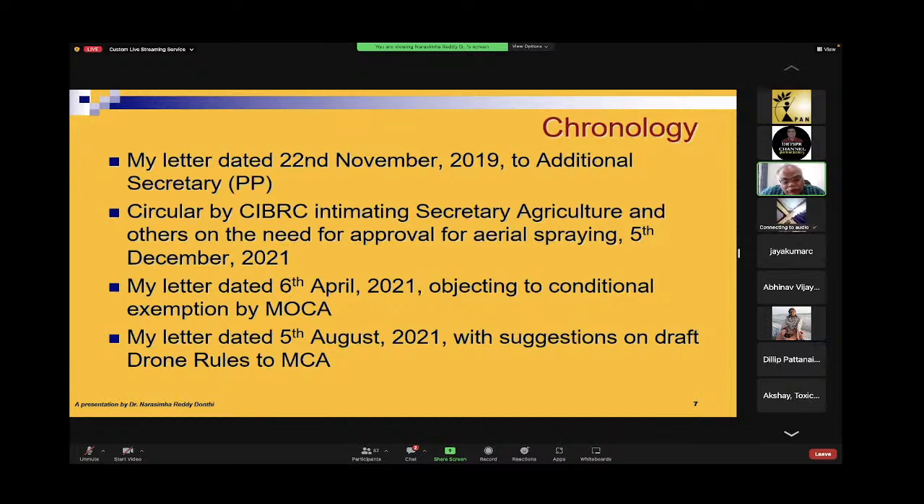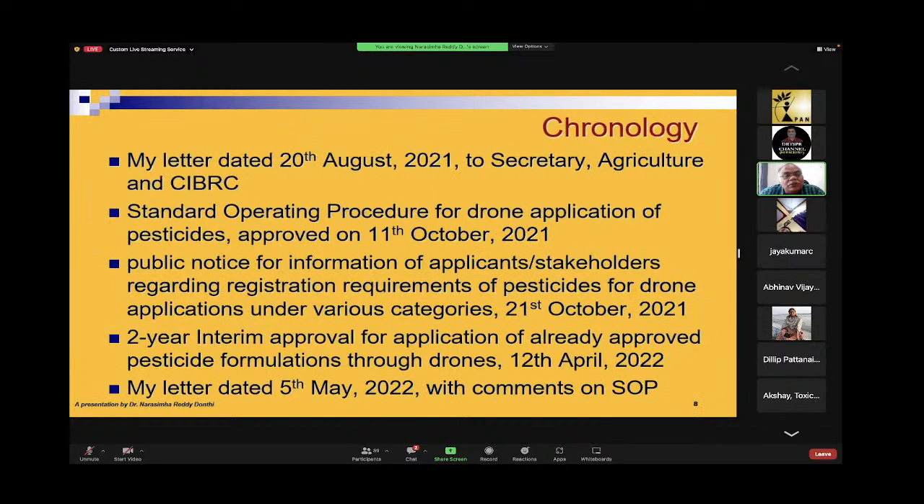I kept on writing this letter because even the Ministry of Civil Aviation was giving exemptions to aerial spraying as an experimental case. So they gave individual conditional approvals. So that way I wrote, and I also commented on the drone rules, which also do not acknowledge this rule under the Insecticide Act.